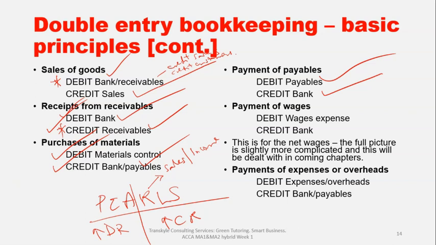Now, payment of wages. Wages are expenses. So, we debit the expense account, wages, and credit the bank because money has left the bank. This is for the net wages. The full picture is slightly more complicated, and this will be dealt with in coming lectures. Now, payment of expenses or overheads. You simply have to debit expense or overhead and credit bank or payable. So it's very simple. Just know the PL's acronym should always be by your side.